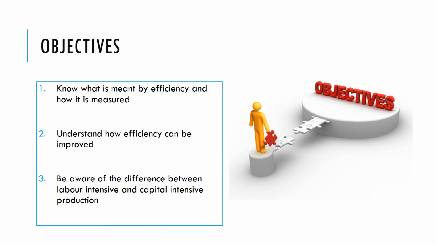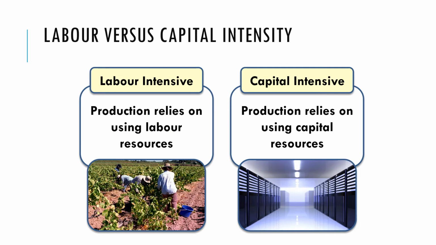The last topic here is what is the difference between labour intensive and capital intensive production. Labour intensive production is production that relies on using a lot of workers, people, whereas capital intensive production is production that relies on using lots of machinery and technology. Once we've taken these definitions down, let's move on.